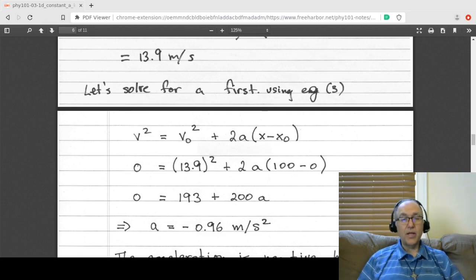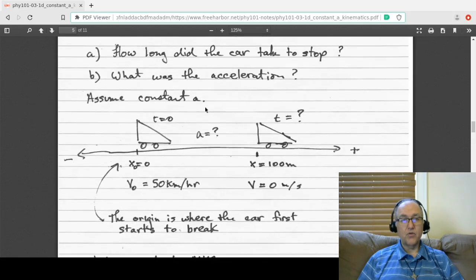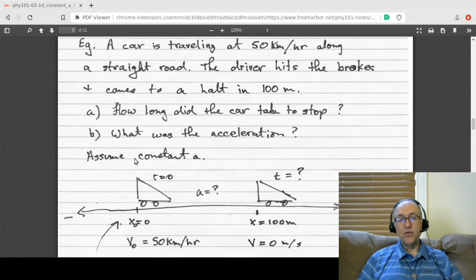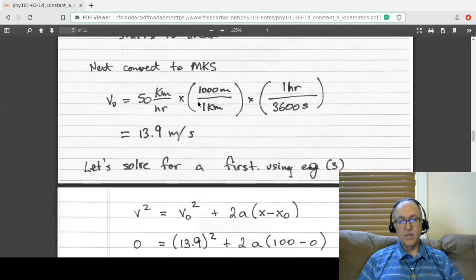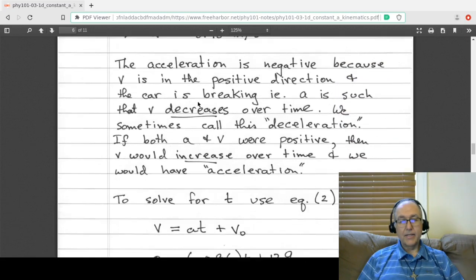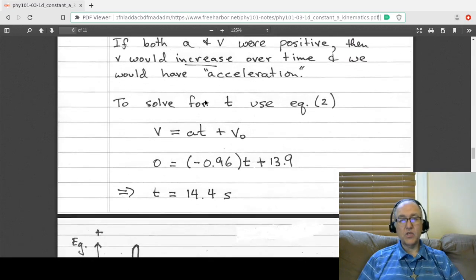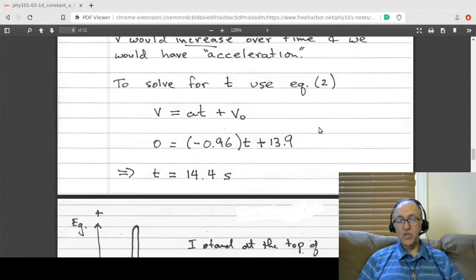Okay, so that answers one of the questions. Here are the two questions; I'm not doing them in the order that I asked them. So we actually answered part B first. What was the acceleration? And the other one was how long does it take the car to come to a halt? In other words, let's solve for t. And for t, you could just take a look at the equations. We have a now, and it's pretty obvious that equation number 2 is the easier one to use. And so we have v is equal to at plus v naught.